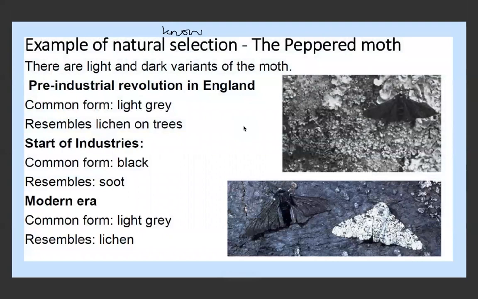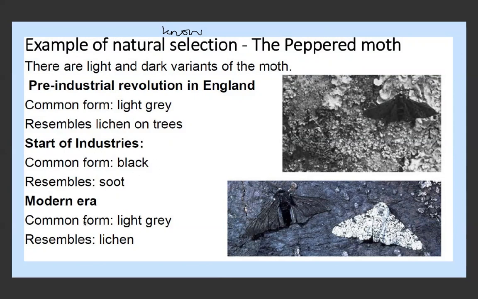One of the best examples of natural selection would be the peppered moth. There are light and dark variants of the moth. Before the Industrial Revolution in England, the most common form of the moth was light grey to resemble the lichens on trees and to camouflage into the trees to avoid predators. But then when the Industrial Revolution occurred, the black moth became much more common because this resembled the soot and allowed them to camouflage within the black environment and protect them from predators. So those with the black coloring were actually better adapted during the Industrial Revolution.